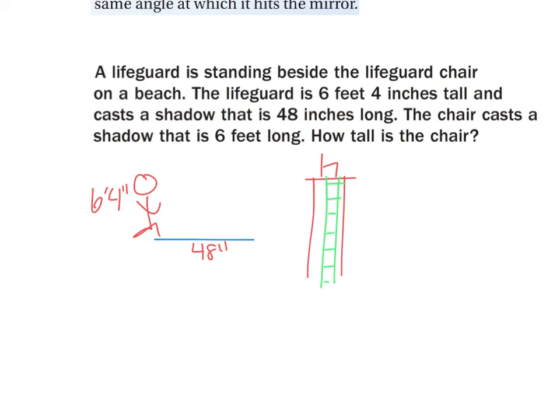So the lifeguard chair casts a shadow. The shadow of the chair is going to be 6 feet long. How tall is the chair? So that's what we're trying to figure out, what the height is. I don't know if you can see it. You probably can after I do this. These make 2 right triangles that are similar because the sun is coming at the same angle. They are similar triangles.